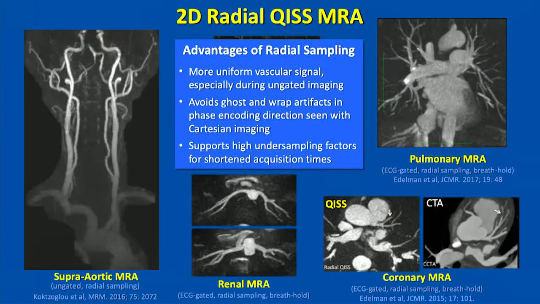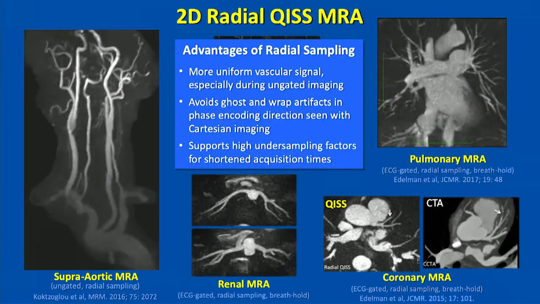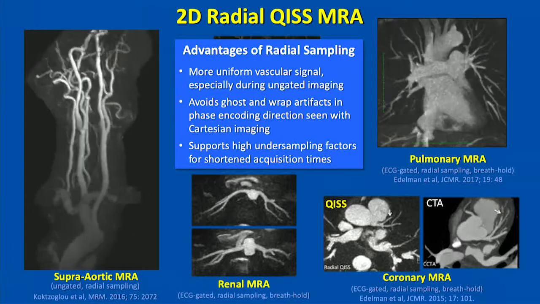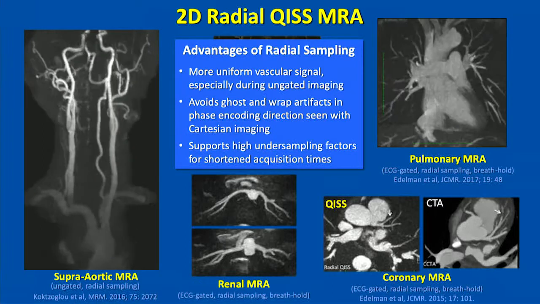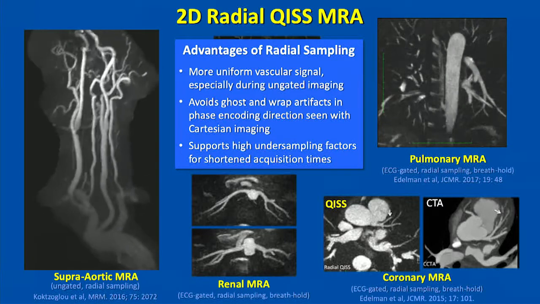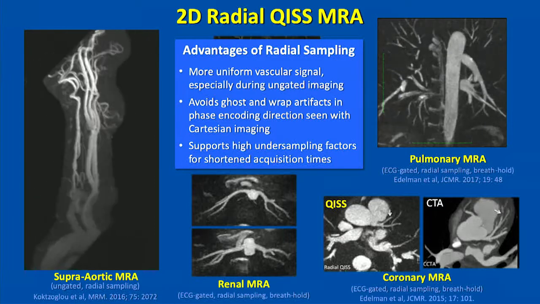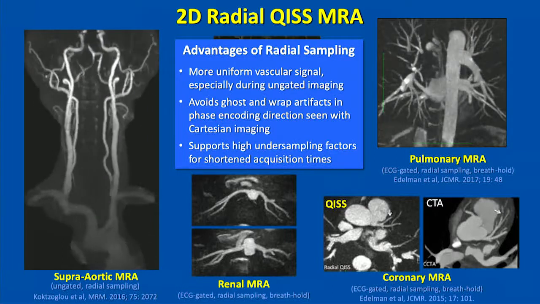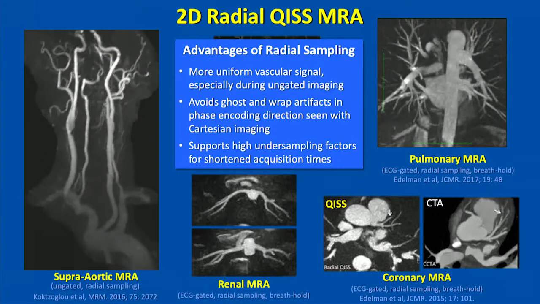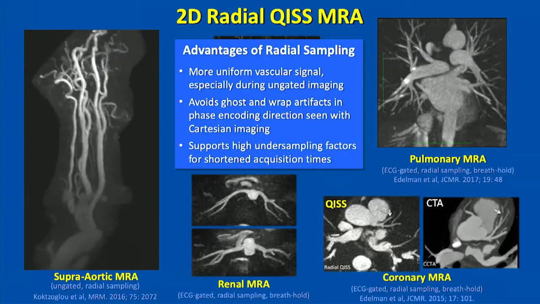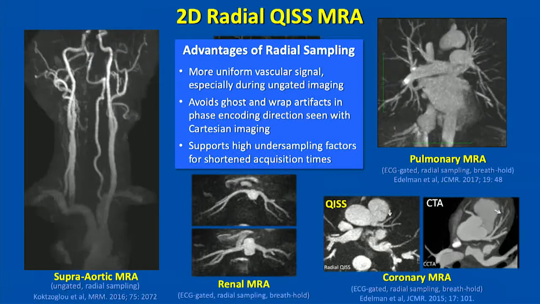And so what are the advantages of radial sampling in comparison with Cartesian sampling? Well, in our hands, we found that it provides more uniform arterial signal, especially when we try to image without cardiac gating. It also avoids ghosting in the phase encode direction, as well as wrap in the phase encode direction that we often see with Cartesian imaging. And it just naturally supports higher undersampling factors and allows us to shorten our acquisition times, making these techniques more tolerable for patients and ultimately better fits for potential use in a clinical setting.